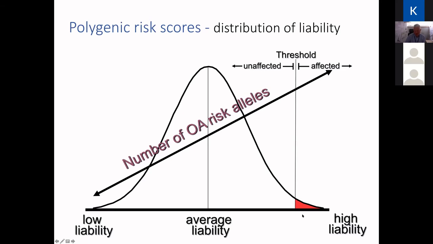So if you cross this threshold of liability, then you're likely to develop the disease. So using polygenic risk scores, we can start to say to individuals, you've inherited a certain number of risk alleles. Your likelihood of developing that disease is elevated in comparison to other individuals. Another means by which this could be of use is in clinical trials, where we're trying to identify cohorts in whom the disease will progress.